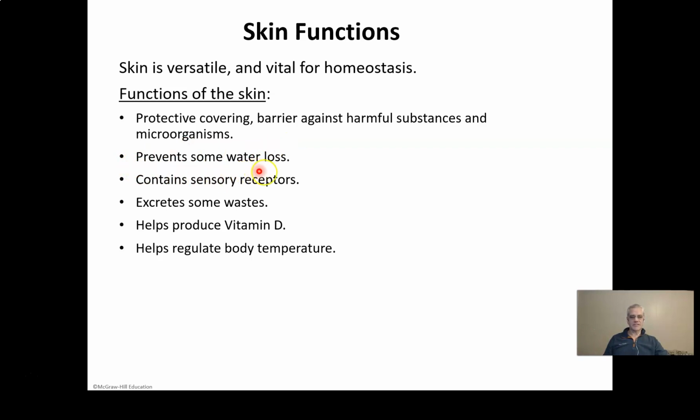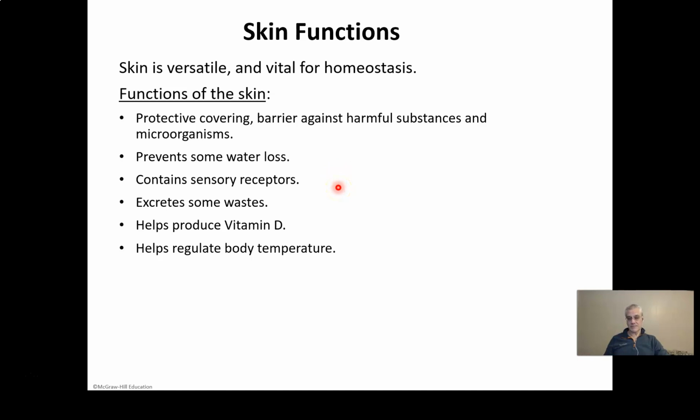As it says, it prevents some water loss, not all of it. When you breathe out, you're breathing out water. When you just sit there, you say, I'm not sweating. Well, you are. It's just not collecting on the surface of your skin. But you're trying to keep yourself cool that way too, so there's some water loss. Obviously, you urinate, you lose water that way. When you defecate, you lose some water that way as well. But some of that is prevented by the skin.